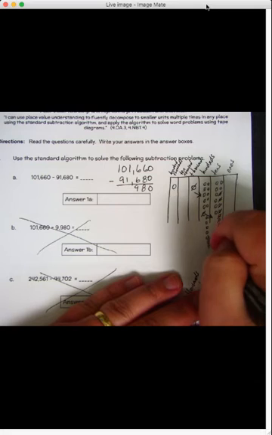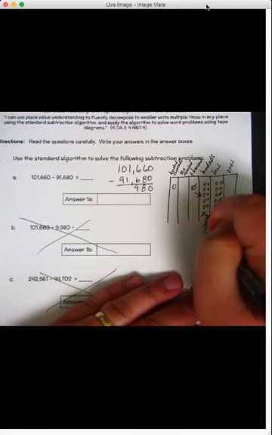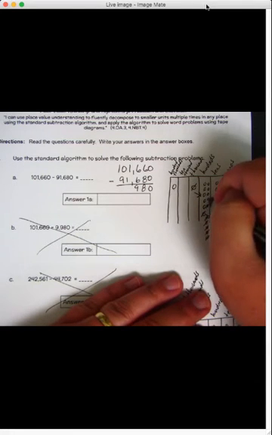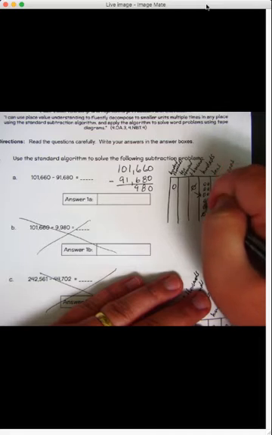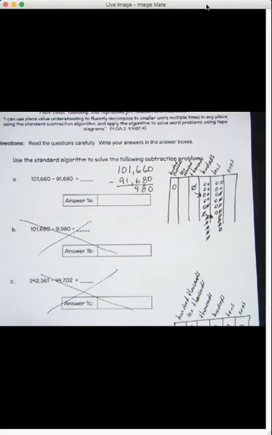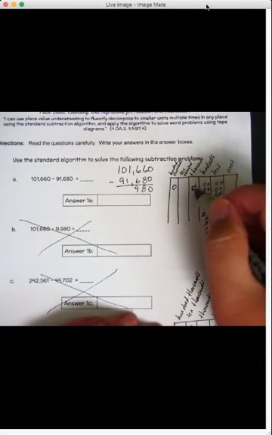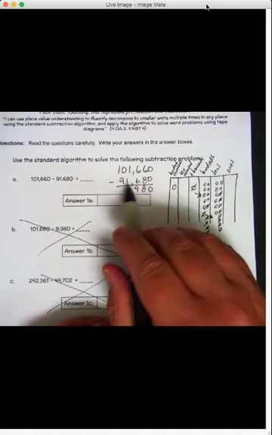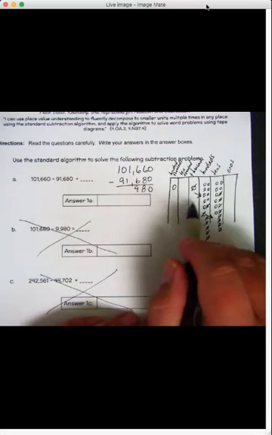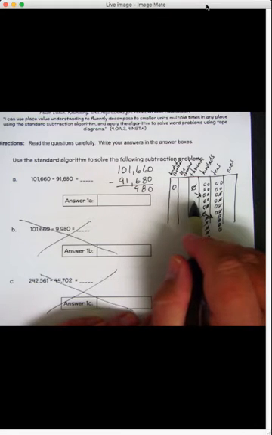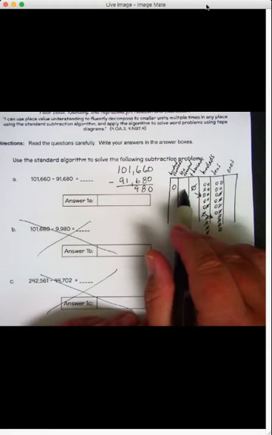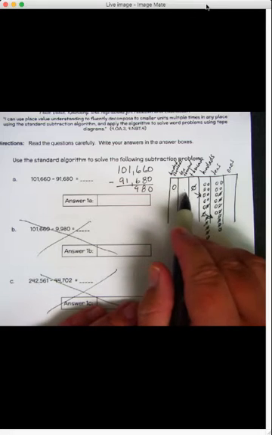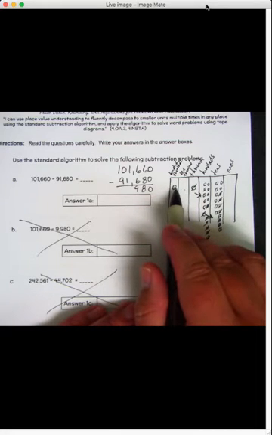Let's take those 6 away. 1, 2, 3, 4, 5, 6. And that leaves us 9 left. Okay? We don't have any thousands now because we borrowed it. And we've got to take 1 away. We can't take 1 away if there aren't any there. And we can't borrow any 10,000s. So we've got to move all the way over to the 100,000s place.